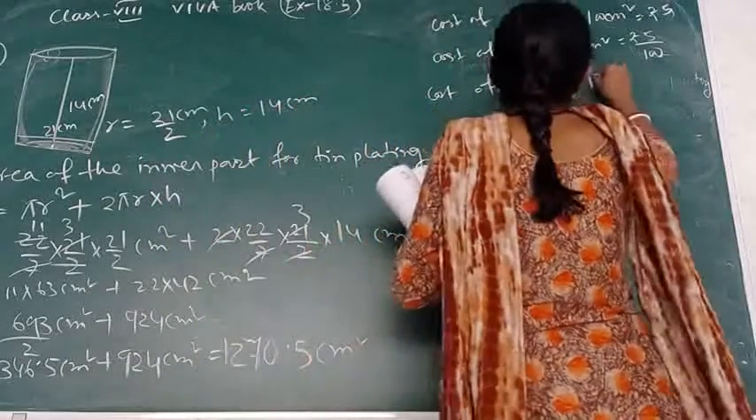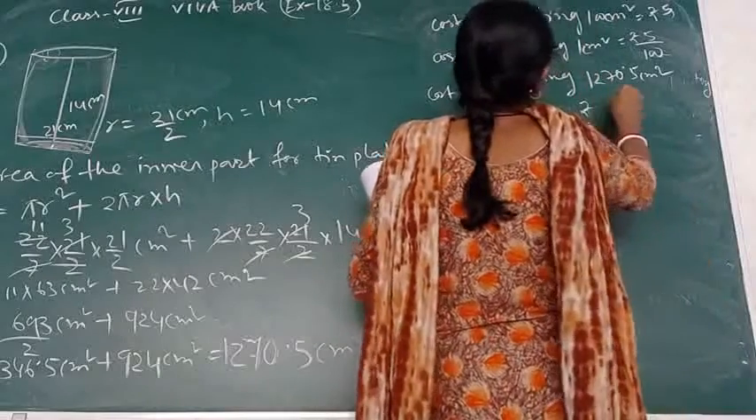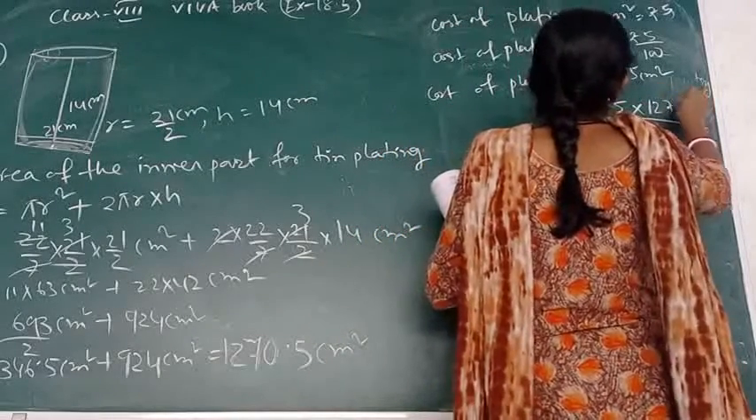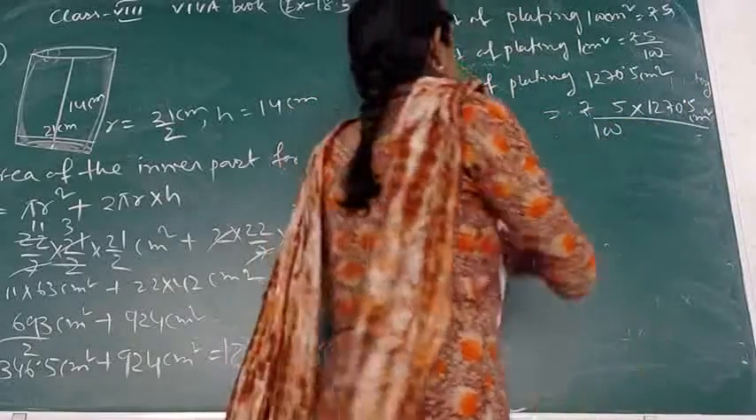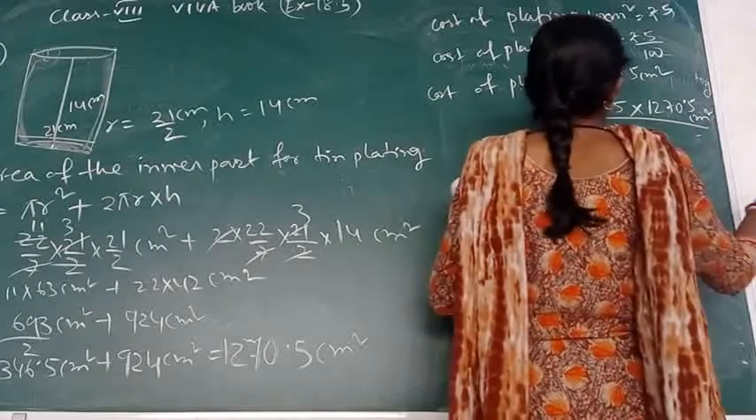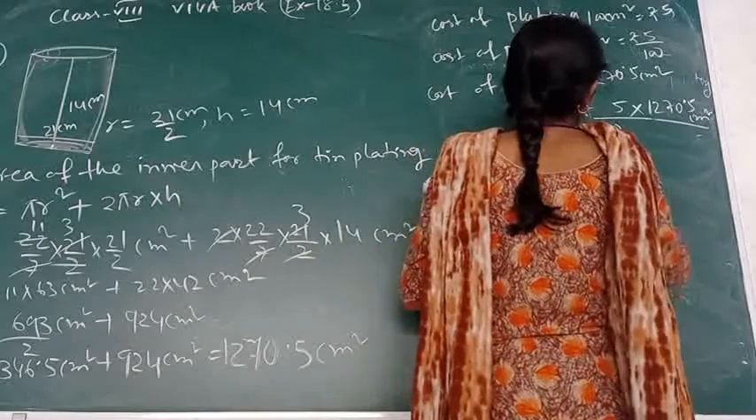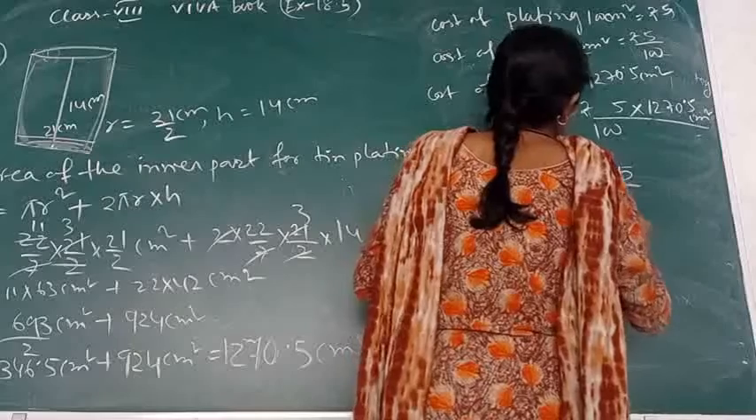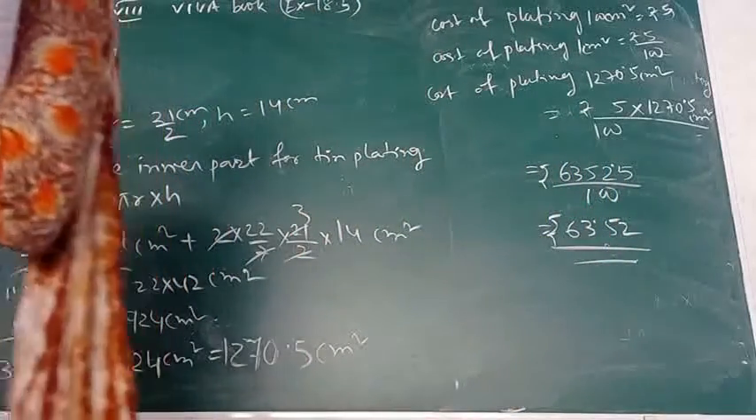Or cost of plating the area we have, 1270.5 centimeter square, equals rupees 5 by 100 into 1270.5 centimeter square. Let's multiply them. What we are getting? 5 5s are 25, then 5 7 is 35, carry 3, 5 12 is 60 plus 3. One decimal was there for the rupees, so my answer will be 63.52 rupees. That will be the total cost of plating the inner surface of this cylinder.